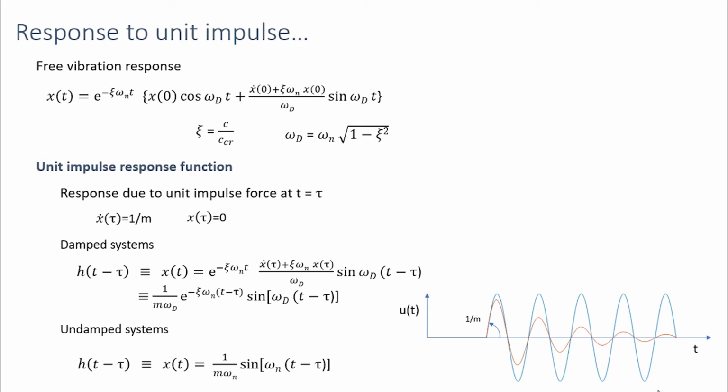So as you can see, we are giving an initial velocity to the system through this unit impulse. This initial velocity, that is the slope of this response curve at t equal to tau, will be equal to 1 by m, that is equal to the initial velocity.